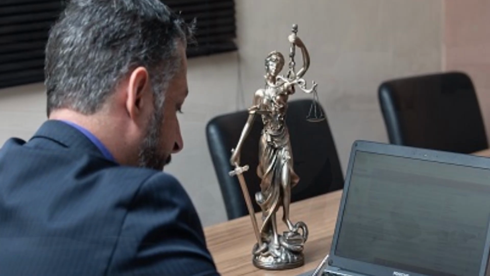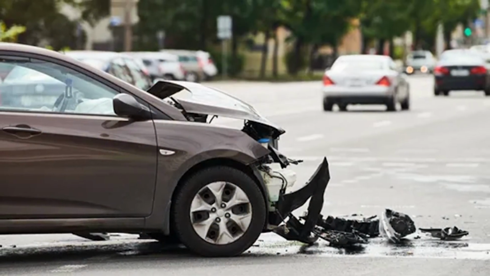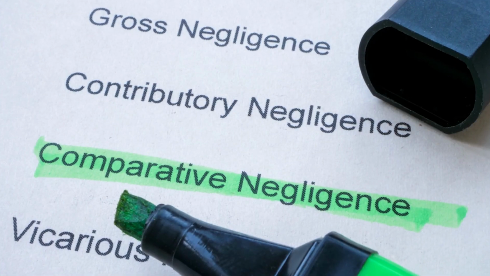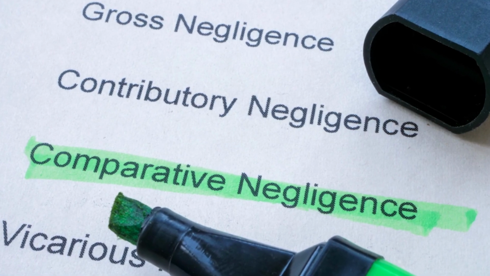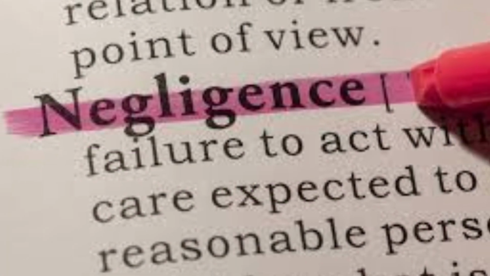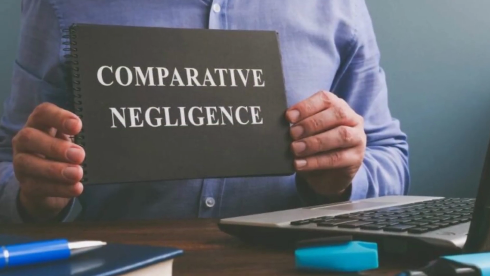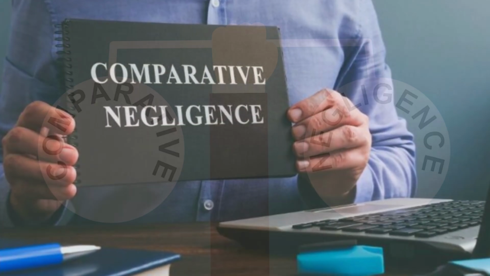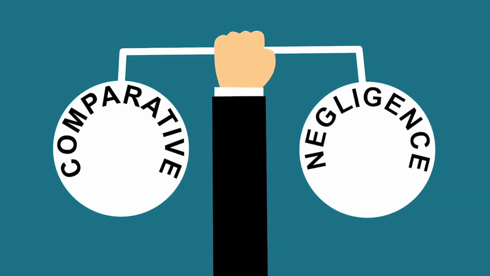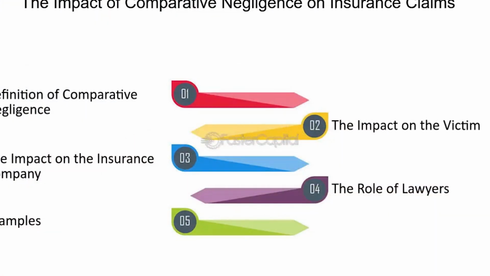How is comparative negligence determined? In most cases, the percentage of fault is decided by insurance adjusters during claim negotiations or by a judge or jury if the case goes to court. They look at the available evidence such as police reports, photographs, videos, witness statements, and sometimes expert testimony. The process is not always black and white. It can be subjective, which is why having strong evidence and legal representation is so important.